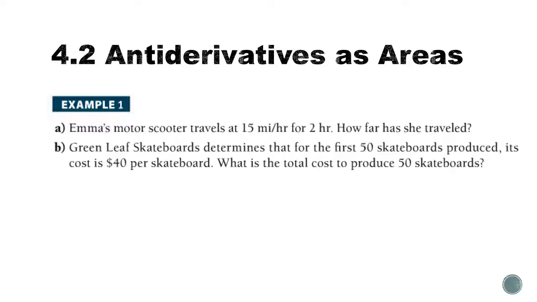All right, let's look at an example. Emma's motor scooter travels 15 miles an hour for 2 hours. How far has she traveled? Greenleaf Skateboards determines that for the first 50 skateboards produced, its cost is $40 per skateboard. What's the total cost to produce 50 skateboards?